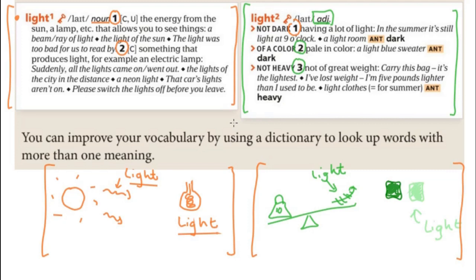You need to check in the dictionary. Many words have more than one meaning, and you need to check in the dictionary what the meaning is exactly. Usually you'd find the parts of speech grouped together in the same entry.